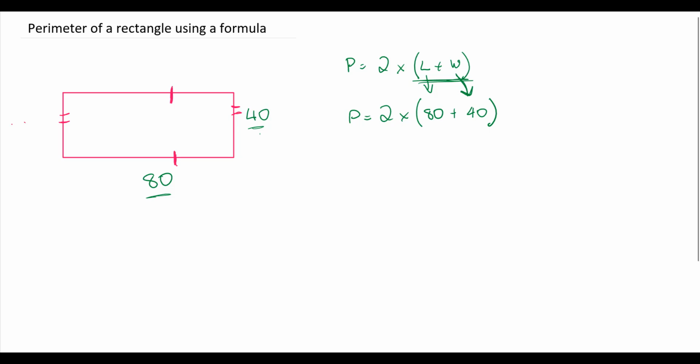So going back to here, our P equals, so we've worked that out on our calculator, is 240. Now remember that P means perimeter, so the perimeter of this rectangle is 240. So that's how we can use a formula to work out the perimeter of a rectangle.